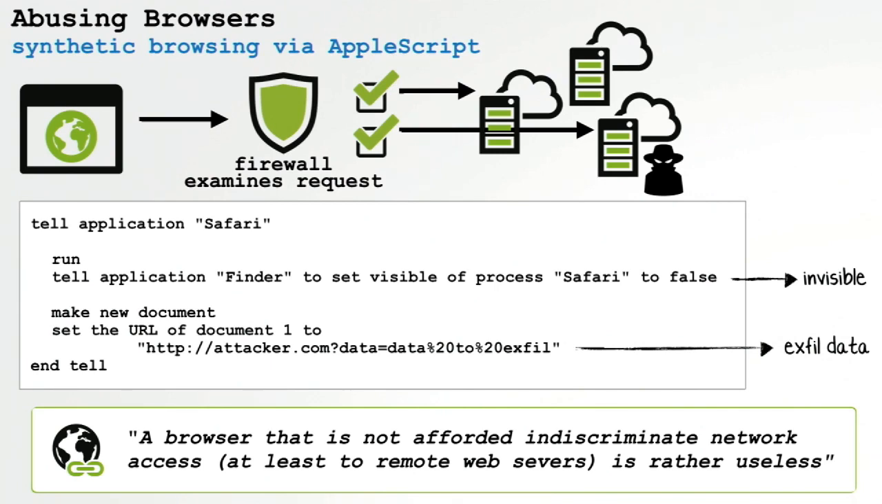So the first way we can abuse a browser to do some malicious network activity on our behalf is via AppleScript. On the slide, there are a few little AppleScript commands. We're basically asking Safari to invisibly browse to a remote attacker-controlled command and control server. Again, the firewall will see this request, but will allow it because it's coming from the context of the user's browser.